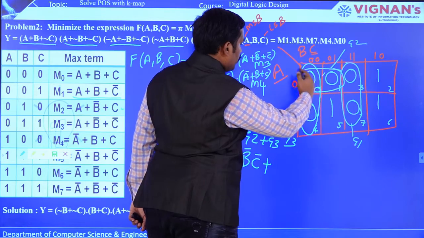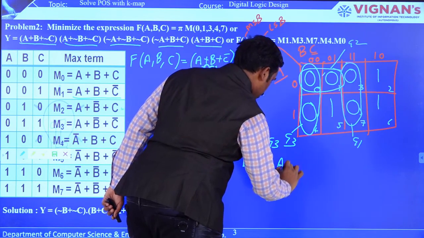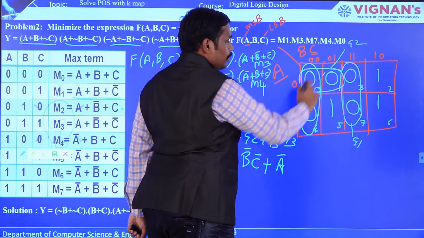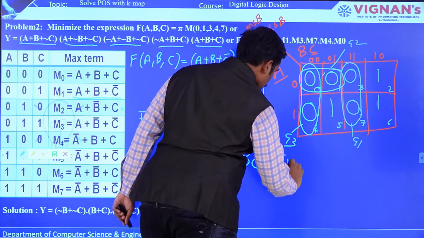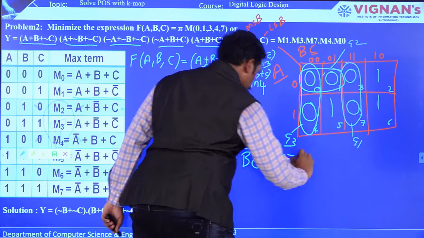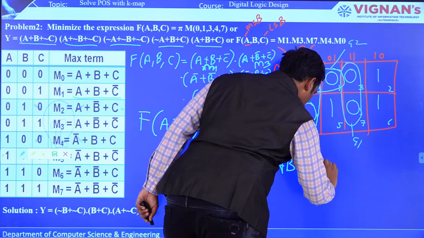Group 3, here A bar is common, and you can see B bar is common, so B bar. This is how you have generated an SOP form.